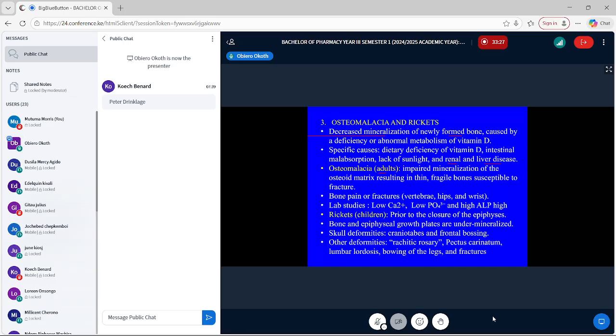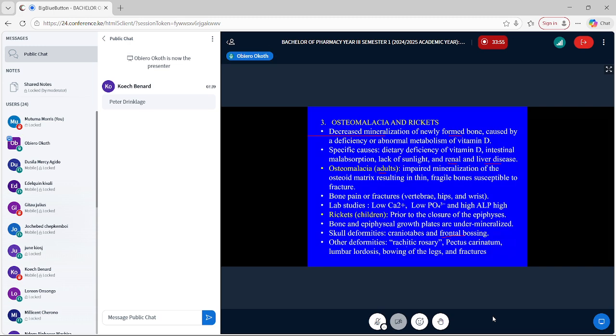In children, we see rickets. This is prior to the closure of the epiphysis. So the bone and the growth plates are undermineralized, so you'll have skull deformities. Craniotabes is when the cranial bones are extremely weak, and you can actually press on them. Frontal bossing is when, because of that weak skull, it protrudes out.